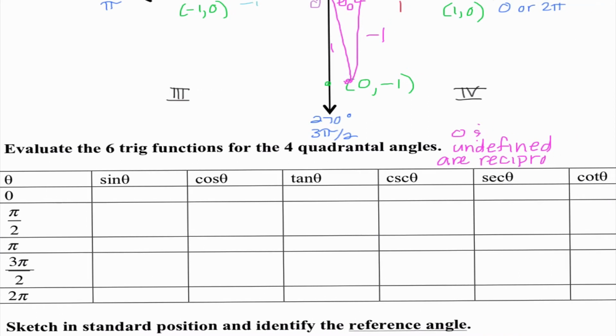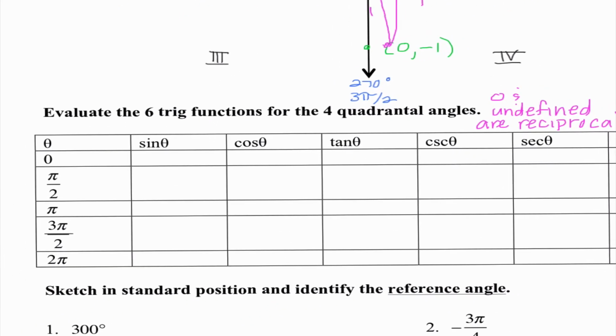Running out of room there. There we go. Okay, because we know 0 over a number is 0, and a number over 0 is undefined. So we're going to see that quite a bit. So we have 0 here. I'm going to remind us that that is an ordered pair of (1, 0).